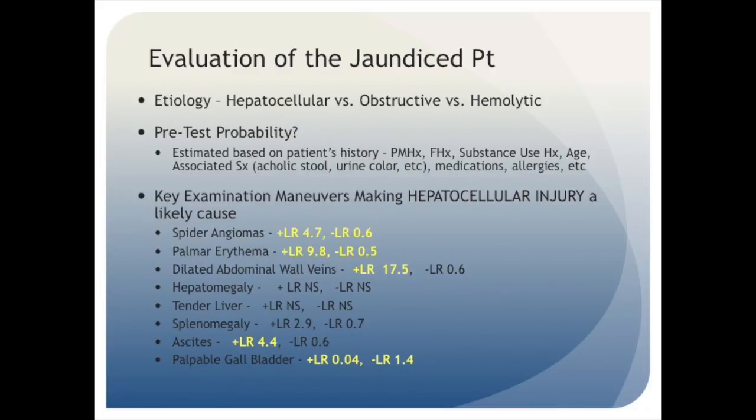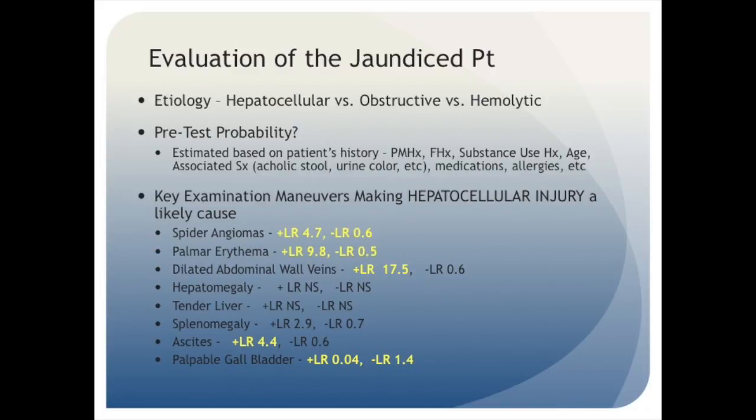So again, we start by coming up with our pretest probability, which is our best guess as to what type of jaundice this patient has, based on the relative prevalence of each type of jaundice, and also, importantly, aspects of that patient's history. Do they start taking any new medications? Do they have any substance use history? What's their past medical history, etc.? And from there, we move on to using our evidence-based physical exam maneuvers to change our pretest probability, make it either more or less likely that in this case, our patient has hepatocellular injury as an etiology for their jaundice.